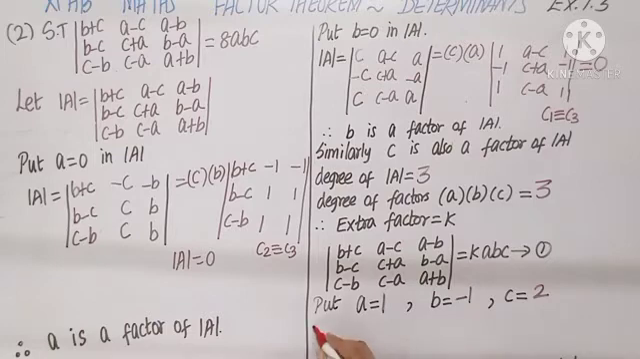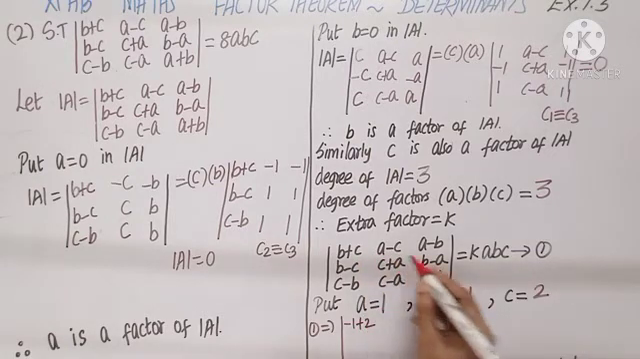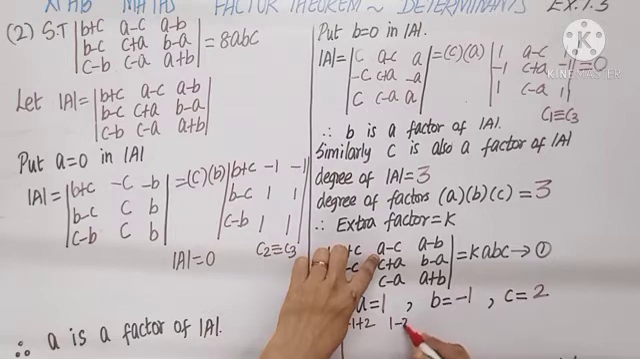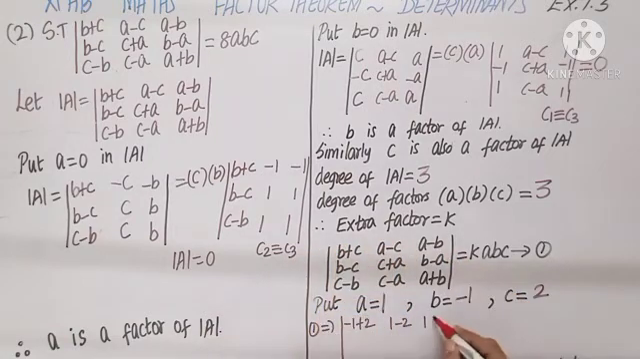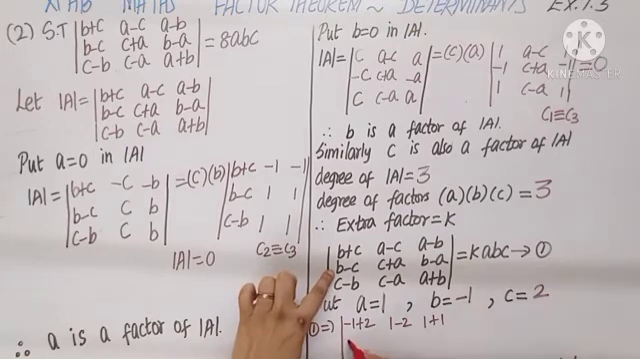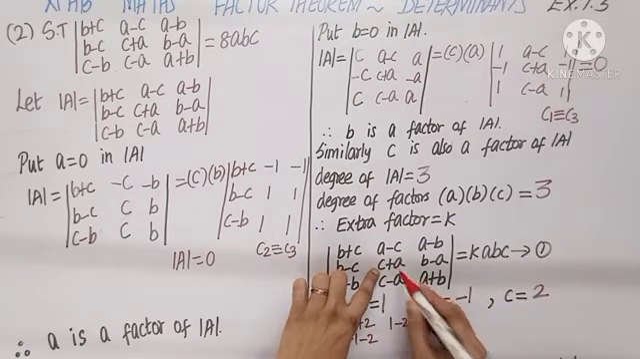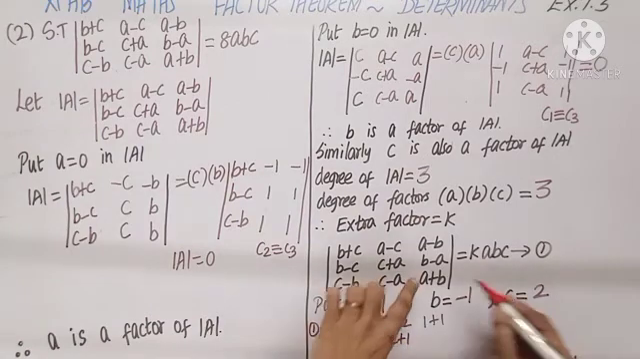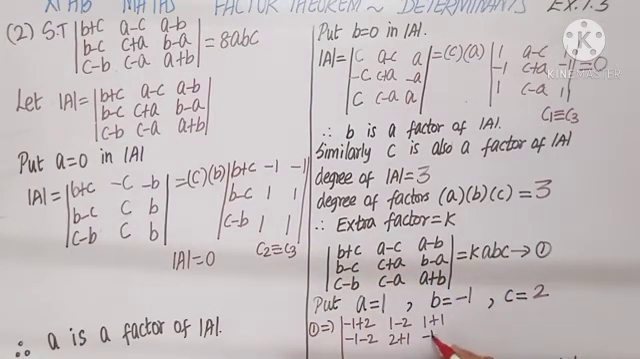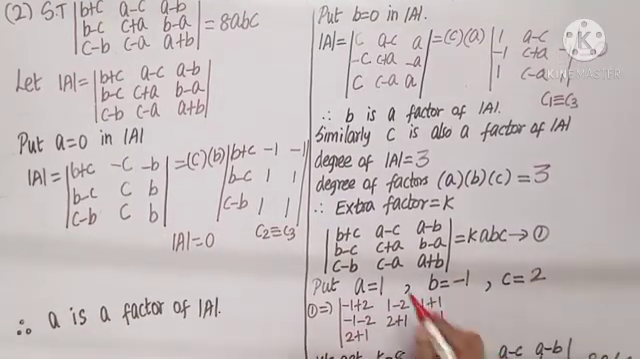As I substitute, wherever B comes, minus 1. Wherever C comes, plus 2. So, we substitute: 1 minus 2. 1 minus of minus 1 is plus 1. B minus C, minus 1 minus 2. C plus A, 2 plus 1. B minus A, minus 1, minus 1. C minus B, 2 minus of minus 1 plus 1. C minus A, 2 minus 1. A plus B, 1 minus 1.